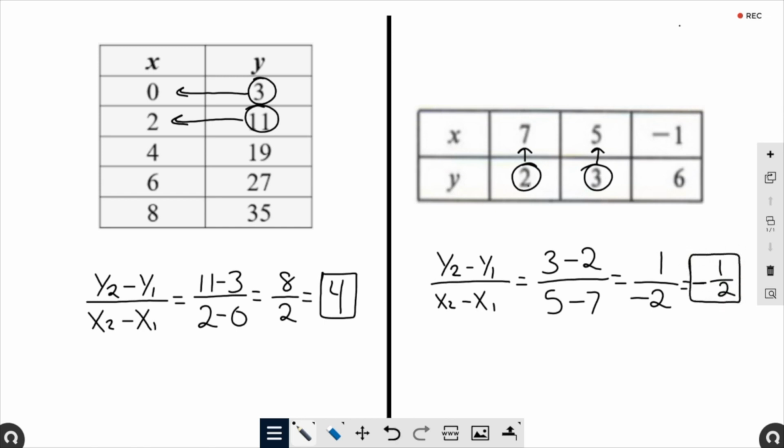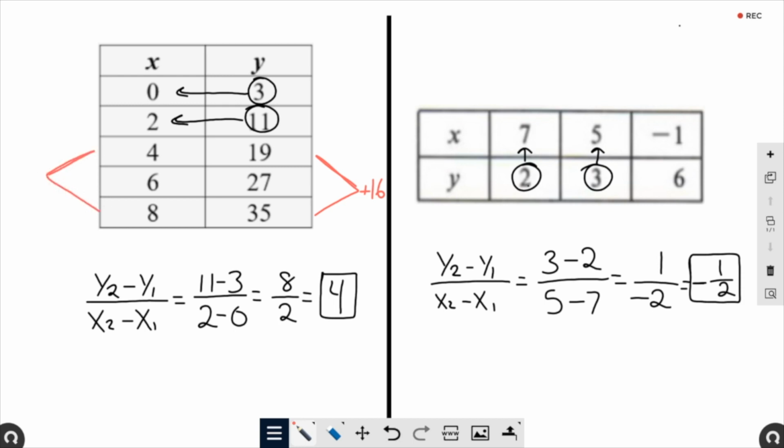of my second table. And there's another way I could have done this without setting up this formula. I could have simply found the change from one y to the other. So I could choose any two y's. Let's say I wanted to choose 19 and 35. The change from 19 to 35 would be a positive 16. And if I chose 19 and 35, I would choose the corresponding x's, 4 and 8.